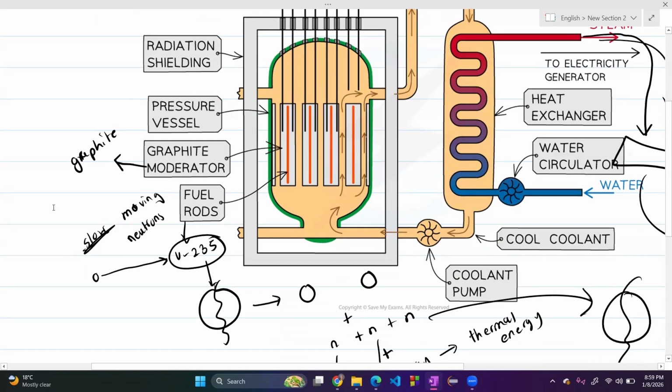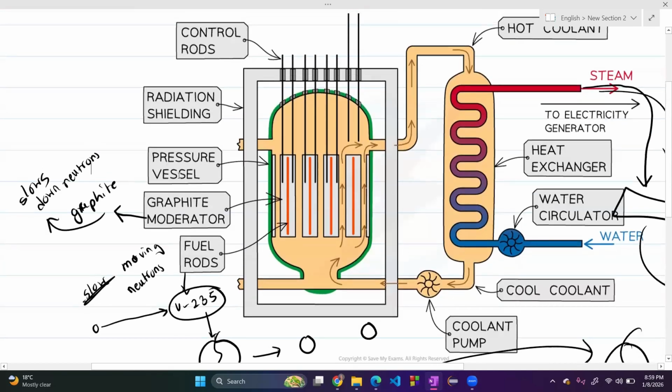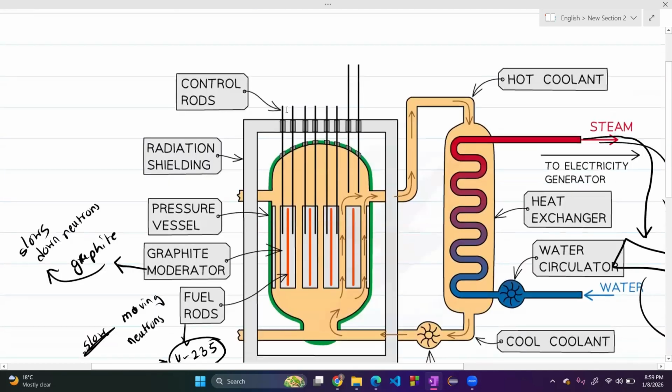If we have any fast moving neutrons, the moderator will slow them down, because if the neutrons are not slow enough, the fission reaction will not be efficient. So we always need slow moving neutrons. The moderator slows down neutrons so that the chain reaction is very efficient. And about these control rods, these are rods that are at the top of the moderators. Control rods can be inserted and pulled up as well. This basically controls the reaction.